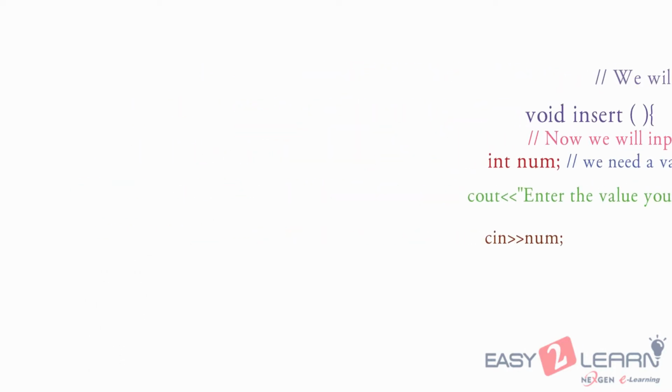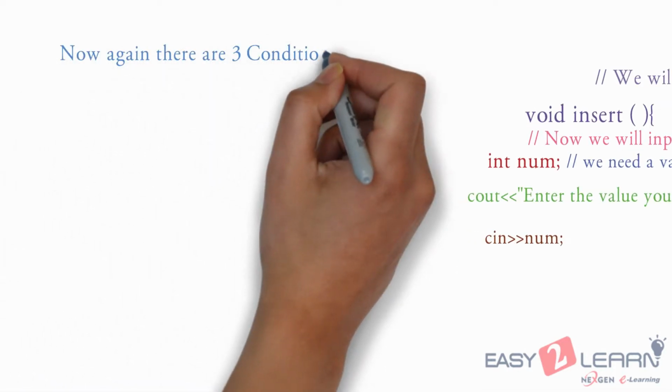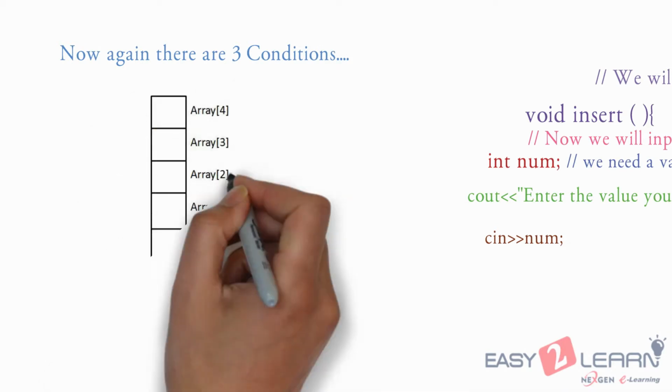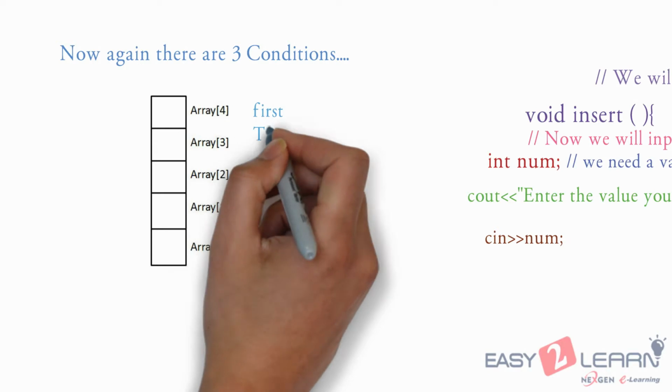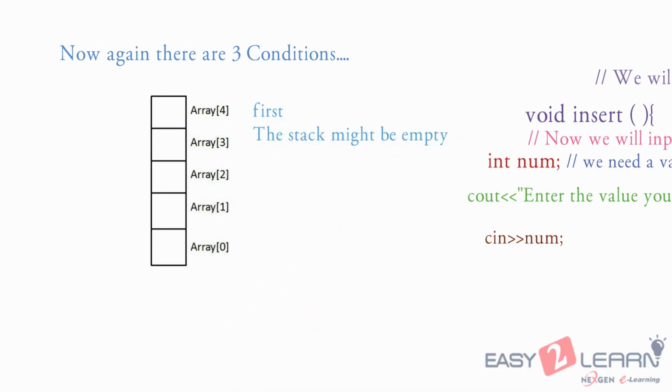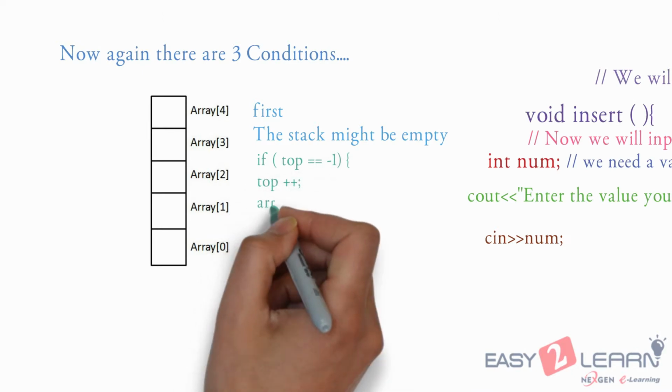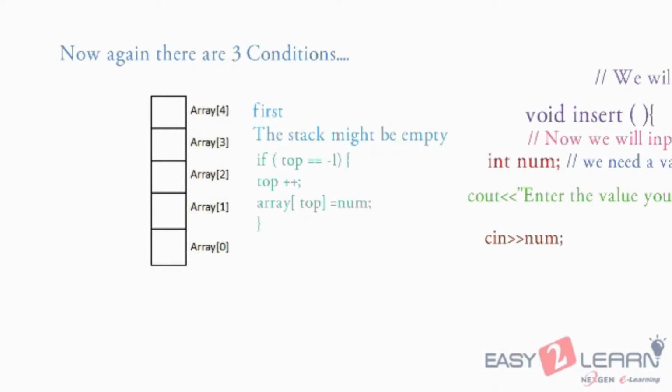Okay. Now again there are 3 conditions for insert operation. Let us look one by one. First, the stack might be empty. So for all empty stacks, we always use top is equal to -1. The reason is, if top is equal to 0, then it indicates index of 0. So for all empty stacks, we generally assign -1 value to top.